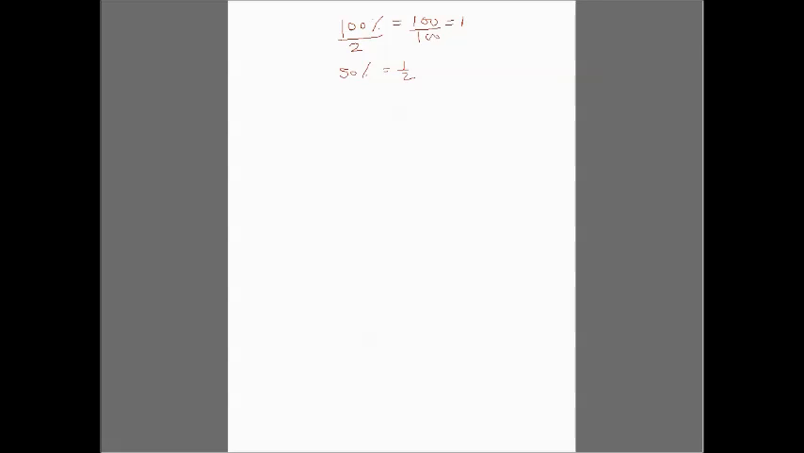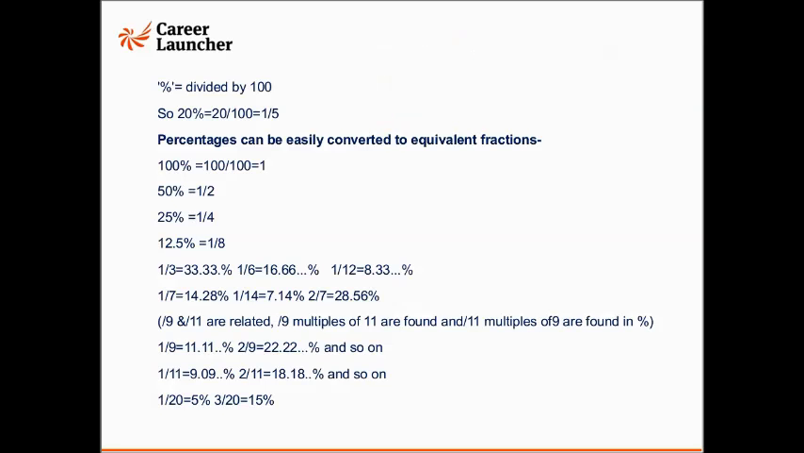Again, half of 50% is 25%, correct? So that is half of 1 by 2, that is 1 by 4. Again, half of 25% is 12.5%, that is equal to 1 by 8, correct? Again, half of 12.5% is 6.25%, that is 1 by 16, correct? 1 by 3 is nothing but 33.33%, like what I have shown you in this PPT.